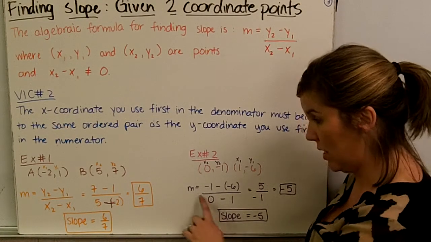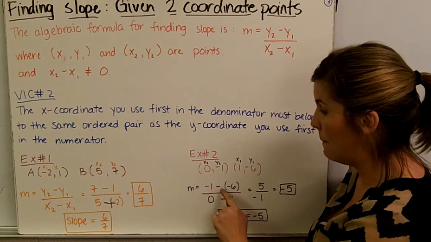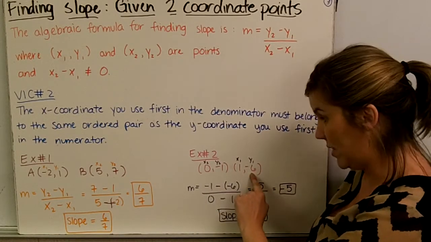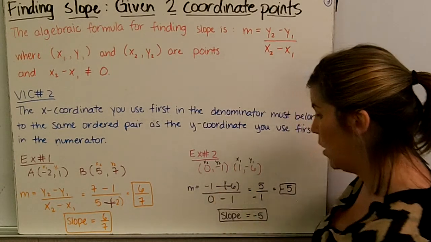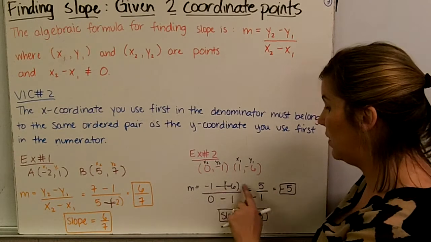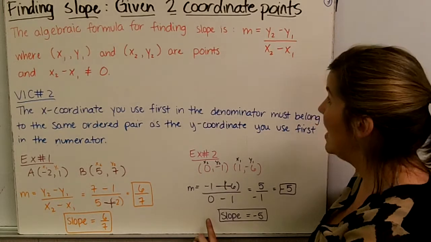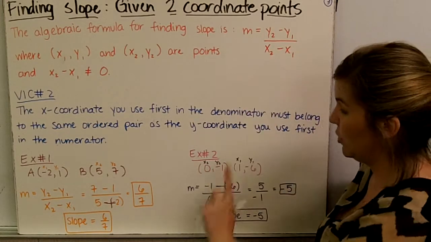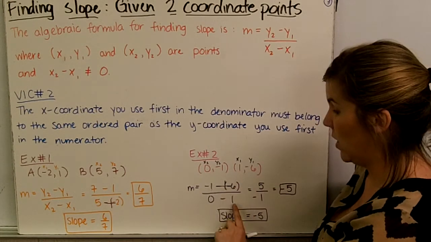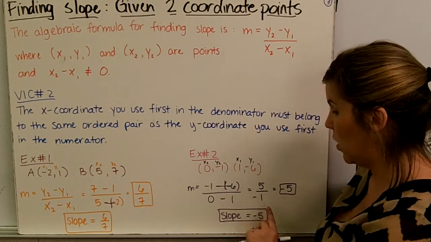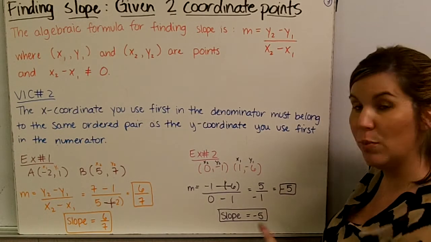So m is the slope. M equals y sub 2, so negative 1, minus y sub 1, negative 6. Again, minus a negative means plus. So negative 1 plus 6 is 5, divided by, so in the bottom, x sub 2 from the formula is 0, minus x sub 1, which is 1. 0 minus 1 is negative 1. 5 divided by a negative 1 is negative 5. So the slope is negative 5.